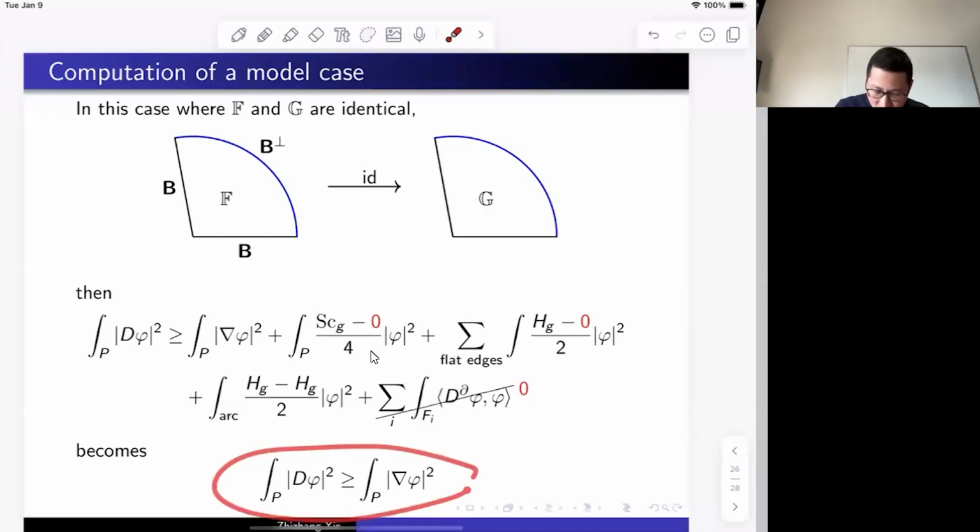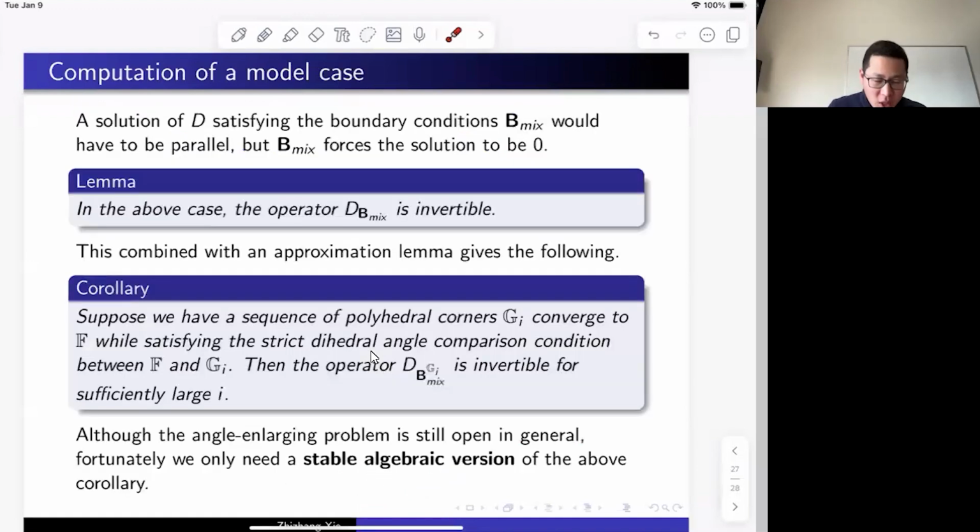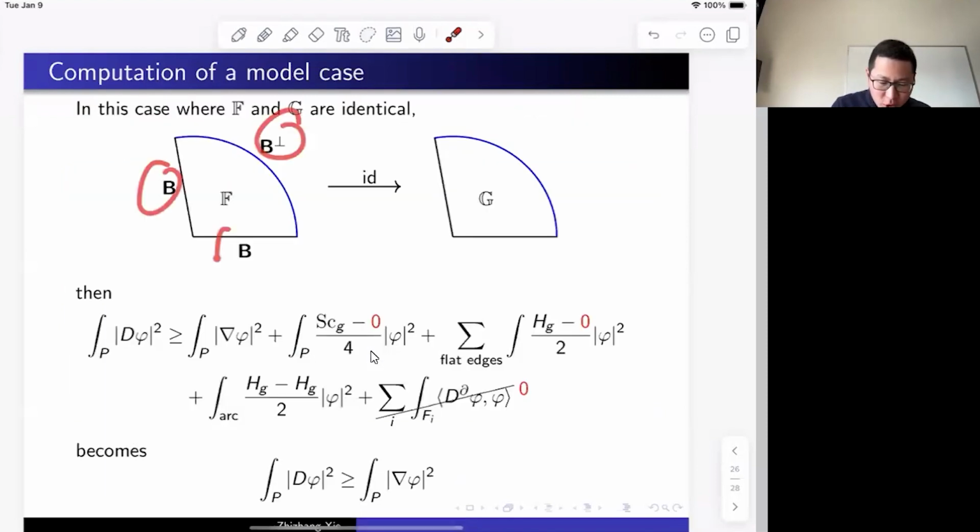So you're going to have a term like this. The Dirac operator is going to be greater than the connection applied to the section. So if you have a solution of the Dirac operator with the correct boundary condition, you are going to have a solution that is parallel. If you have a parallel solution, then you go back and check the boundary conditions.